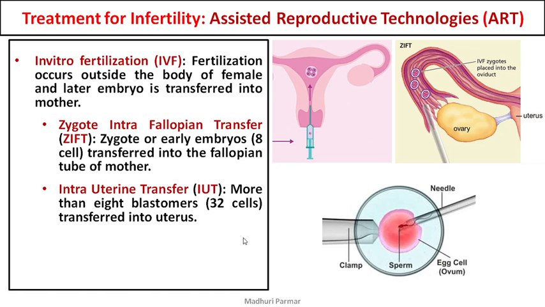The second one is intrauterine transfer. Now here this was intrafallopian transfer. The second is intrauterine transfer. Here you allow the embryo to grow up to 8 blastomeres, or more than 8 blastomeres, up to 32 cells. Clear? So from 8 to 32 cells, if you have the embryo, then this embryo is transplanted into the uterus as shown here. Okay, from 8 to 32. So this is known as intrauterine transfer, IUT.